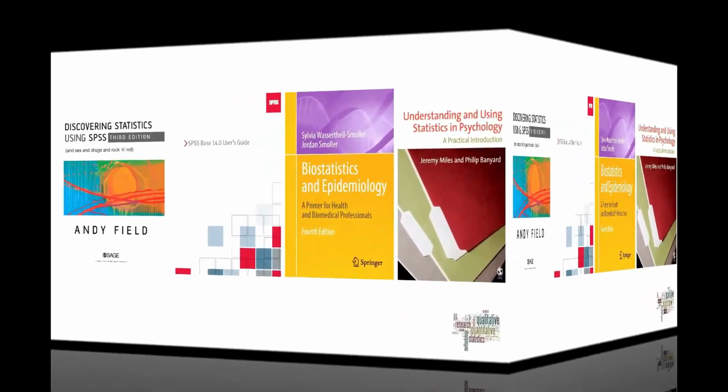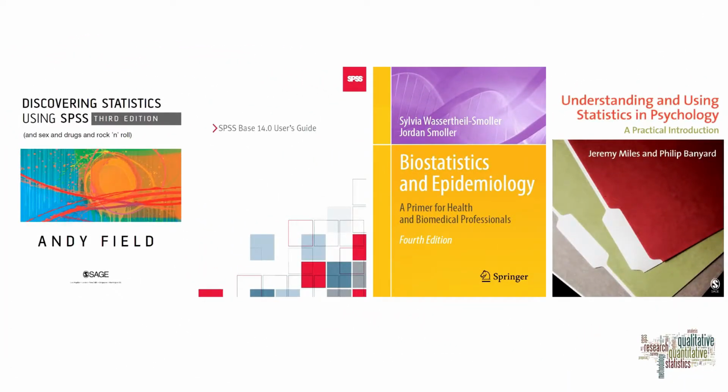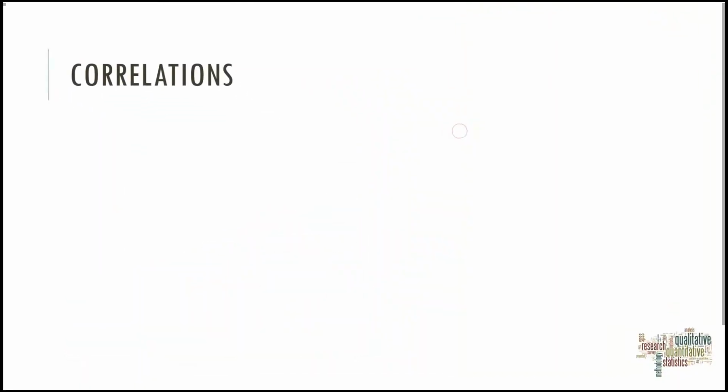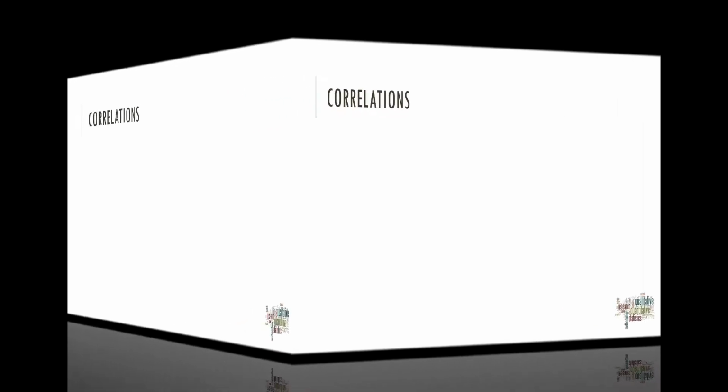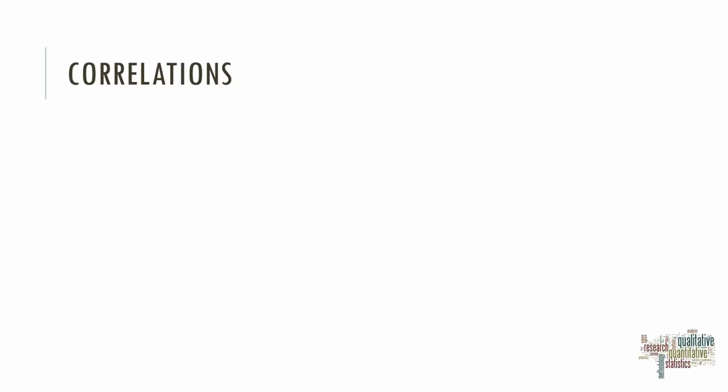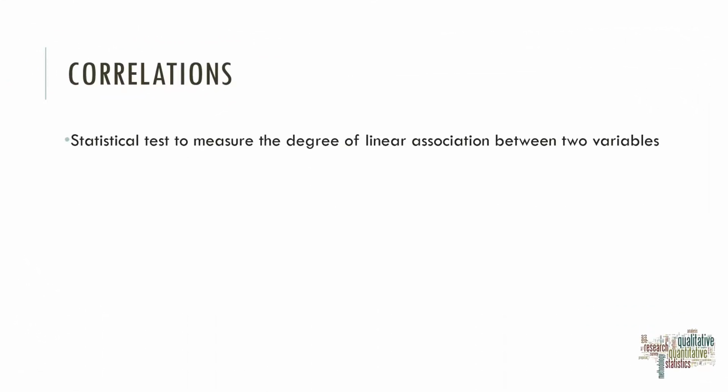Before we jump to SPSS environment, I will give you some general notions about correlations to help you build meaning about what is a correlation. So, a correlation is a statistical test that measures the degree of a linear association between two variables. Typically, a correlation coefficient is expressed in r when we talk about Pearson correlations, or rs when we talk about Spearman correlations.